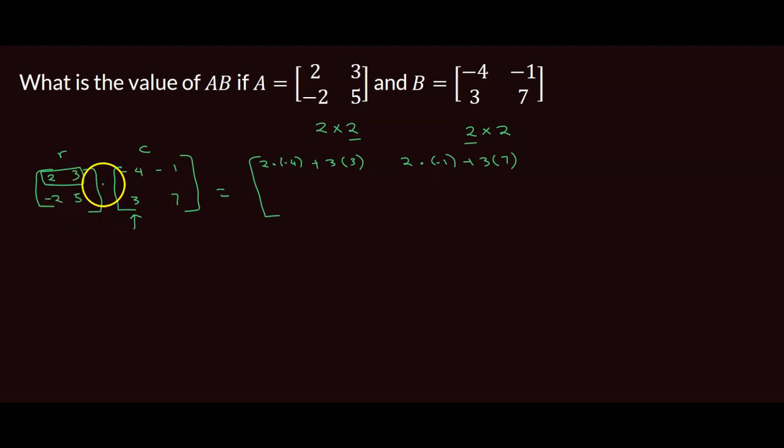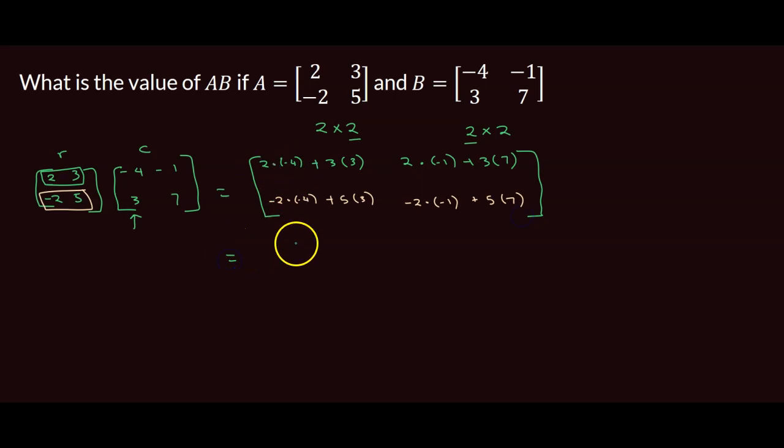So let's go over and attempt to do the same for this row. So we have negative 2 multiplied by negative 4 plus 5 multiplied by 3. And then over here, we have negative 2 multiplied by negative 1 plus 5 multiplied by 7. So this is going to give us the matrix, these are going to be our resulting matrix.